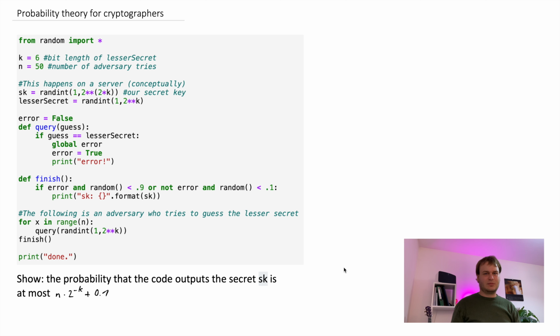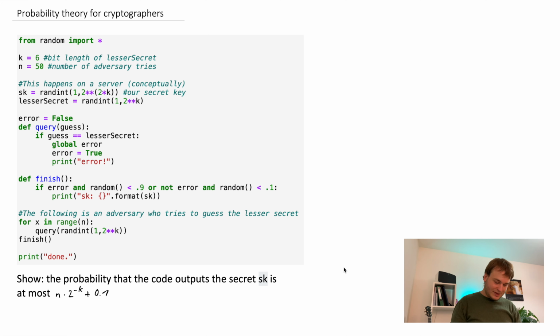Now we will take a look at this piece of code that I have here, and we will basically analyze what is the probability that this piece of code leaks the secret key. And this will be somewhat instructive for all of the other proofs that we're going to do in this course, because all of these techniques for handling probabilities will come up again and again. So this should help. Okay, let's take a look.